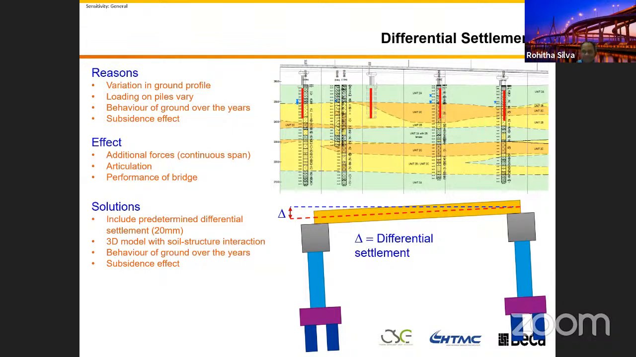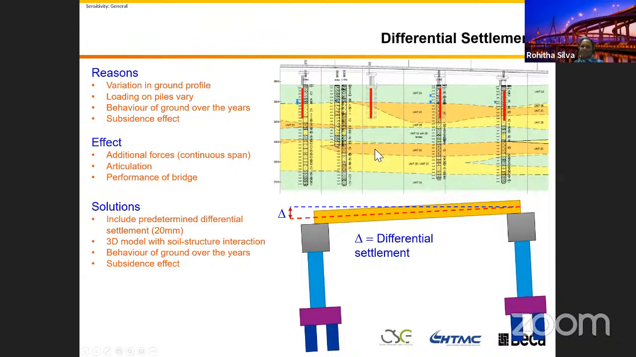I'm not going to discuss the subsidence effect. In the mining areas, if you build a bridge, you have to consider the subsidence effect. The mine subsidence effect on the ground is significantly large compared to differential settlement.